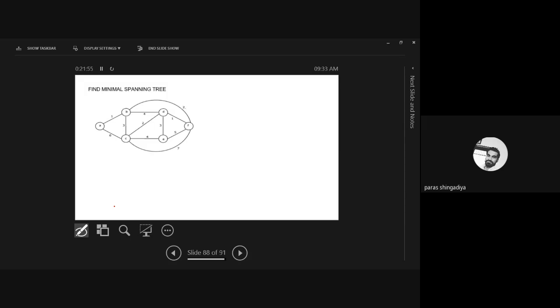So here the graph is given. It includes 6 vertices and such weights. So here we'll apply the Kruskal algorithm. Find the minimum weighted spanning tree by the Kruskal algorithm.